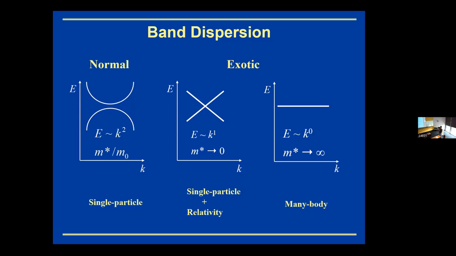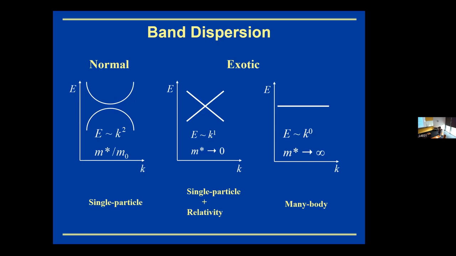Now, there are two types of exotic band structure. One of them is very familiar these days after the discovery of graphene. It's basically called the Dirac electrons, where the energy is proportional to momentum. So it's a linear dispersion. And this one gives you an effective mass of 0 because these electrons, quasi-particles, behave like photons. Initially, this is called the Dirac equation because basically the Dirac equation is derived from the Schrödinger equation by considering the relativity effect or spin-orbit coupling effect. So this is single particle plus relativity effect.